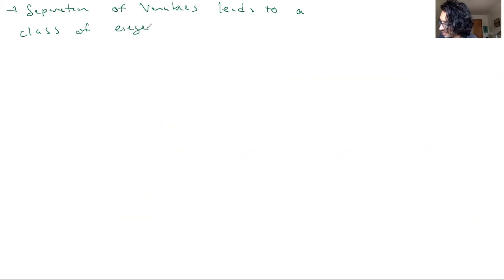Right, separation of variables leads to a class of what we can call eigenvalue problems, right? The eigenvalue gives you the rate at which the time coefficients decay. The eigenfunctions are going to be your Fourier modes that allow you to decompose your initial condition, okay?